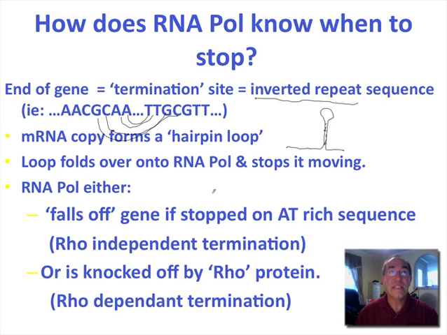Once this occurs, then RNA polymerase will fall off if it is stopped on a sequence that is rich in A's and T's. And why is that? What is special about the bonding between A and T compared to between C and G? If it's not on an AT-rich region, a protein called Rho will be nearby, and that will physically knock off the RNA polymerase, and therefore stop transcription in that manner. So we have Rho-independent termination with AT-rich sequence, and Rho-dependent termination if it's not an AT-rich sequence.